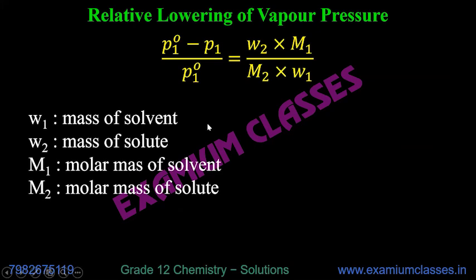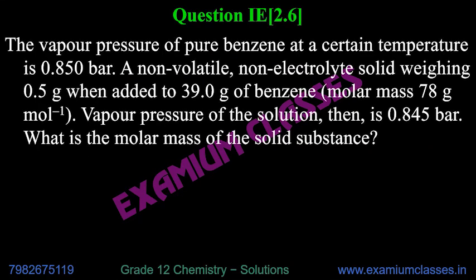Now there's a question. The vapor pressure of pure benzene at a certain temperature is 0.850 bar. A non-volatile, non-electrolytic solid weighing 0.5 gram when added to 39 grams of benzene, molar mass 78 grams per mole, the vapor pressure of the solution then is 0.845 bar. What is the molar mass of the solid substance? Everything is given related to the formula, you can tell me the answer.